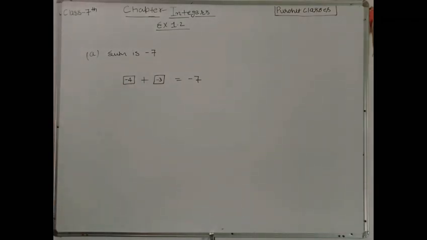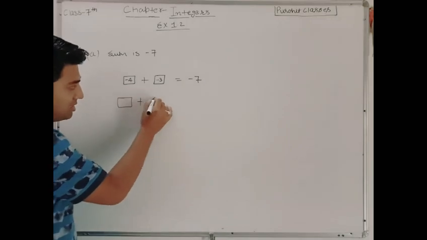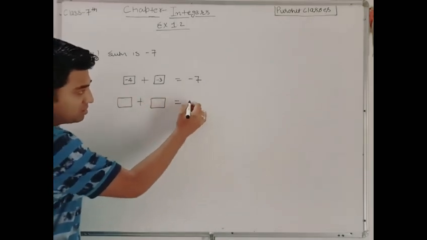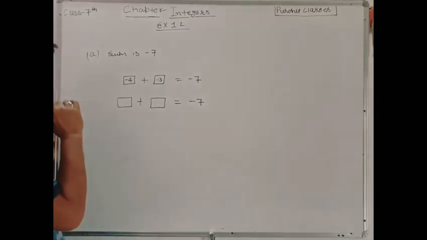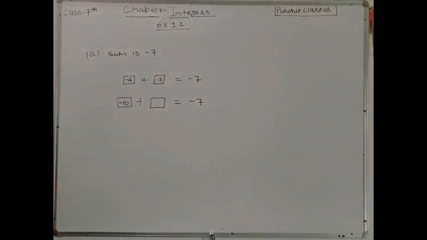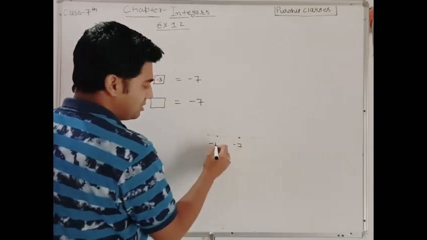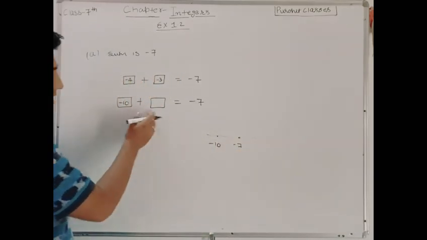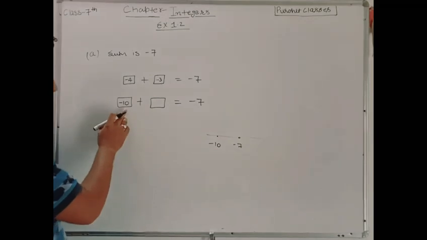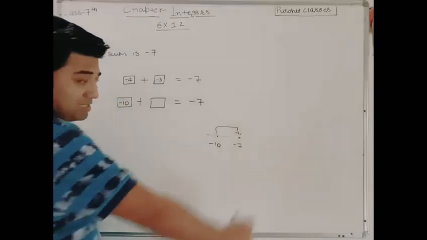Understood? Okay, let us try to understand it by taking one more example. Again there will be two integers whose sum is going to give -7. Let me write here -10. Now just have an idea on the number line. Somewhere here is -7 and here is -10. In which direction should I go from -10 to get -7? The answer will be on the right side.